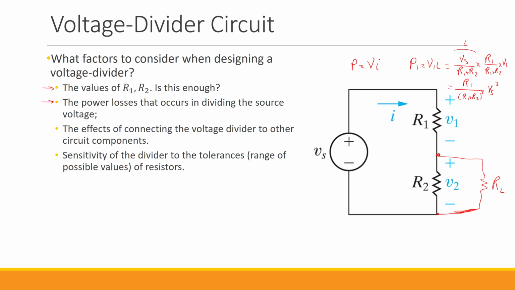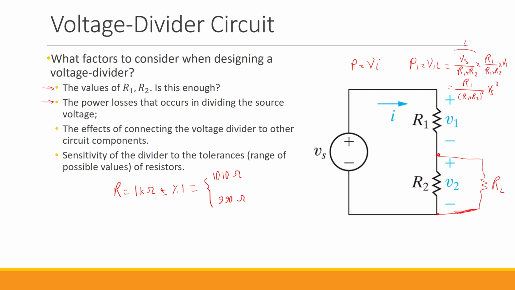And finally, what is the sensitivity of the divider to the tolerances, or the ranges of possible values, of resistors? Because in reality, resistors are not fixed values and are not completely accurate. You might have a resistor with a value of 1 kilo ohm plus or minus 1% error. That means the resistor can be anywhere between 1010 ohms and 990 ohms. This is what is called a tolerance. Based on this tolerance, you need to do some sensitivity analysis to figure out whether your voltage divider is working properly or not.